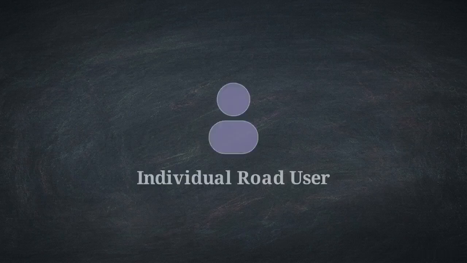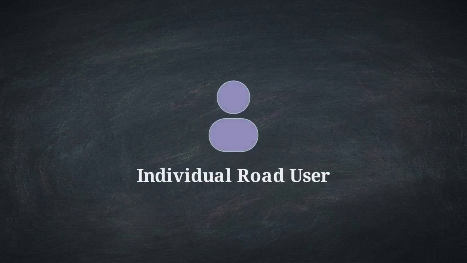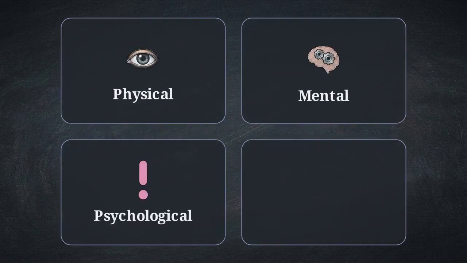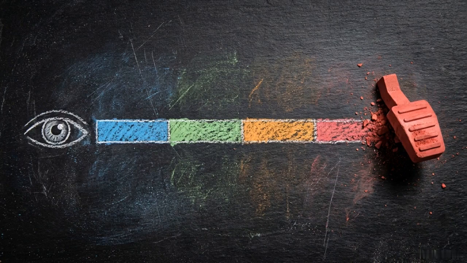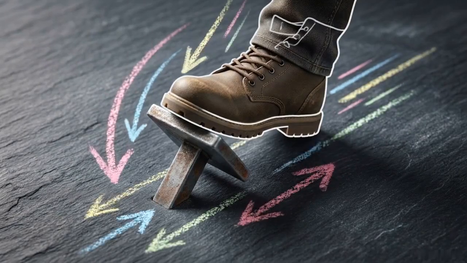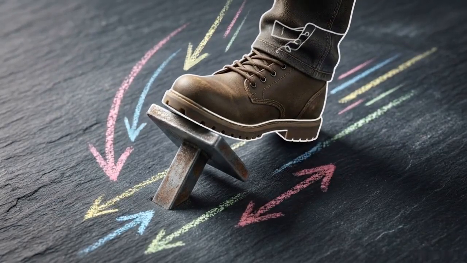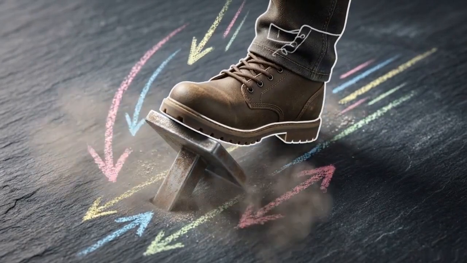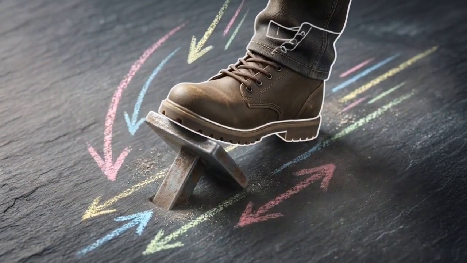To build our model, we start with the individual road user. We categorize their behavior through 4 lenses: physical, mental, psychological, and environmental characteristics. The most critical biological constraint is PIEV theory, an acronym for perception, intellection, emotion, and volition. PIEV represents the total reaction time required to see a hazard, process the information, and physically move a foot to begin slamming on the brakes.